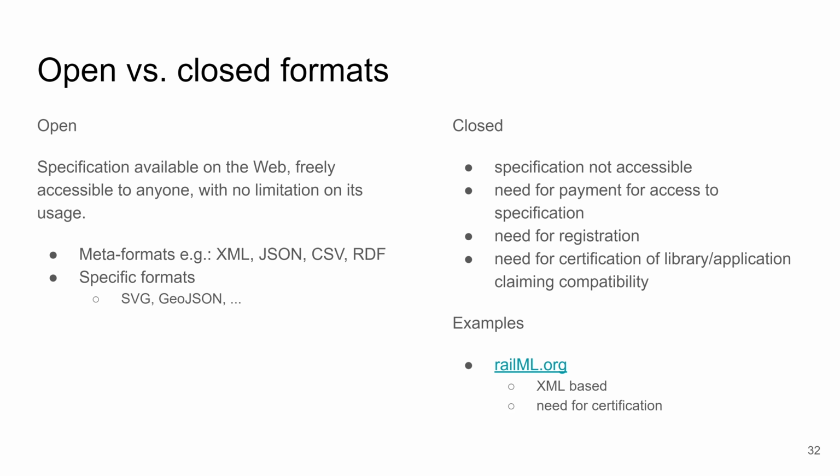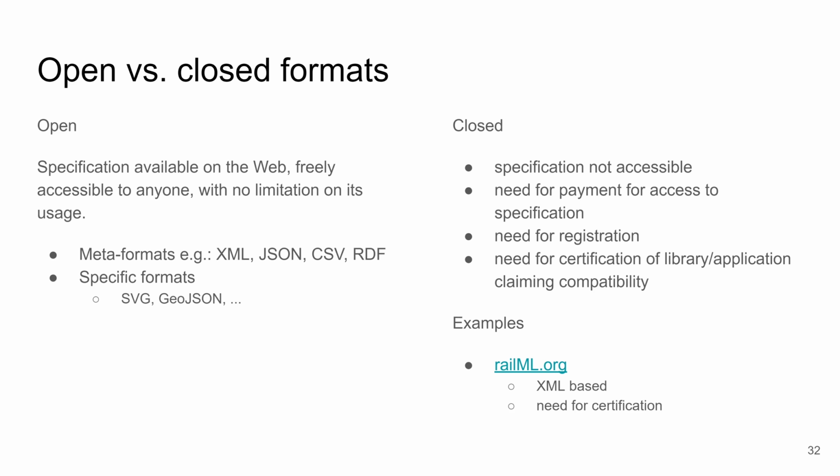SVG and GeoJSON, as I already mentioned, are specifications for vector graphics and geodata, and those as well are open, so you can find that specification online. You can create your own application according to that specification so that you can work with data in that format, and no one prohibits you from that, and no one places any obligations on your application.